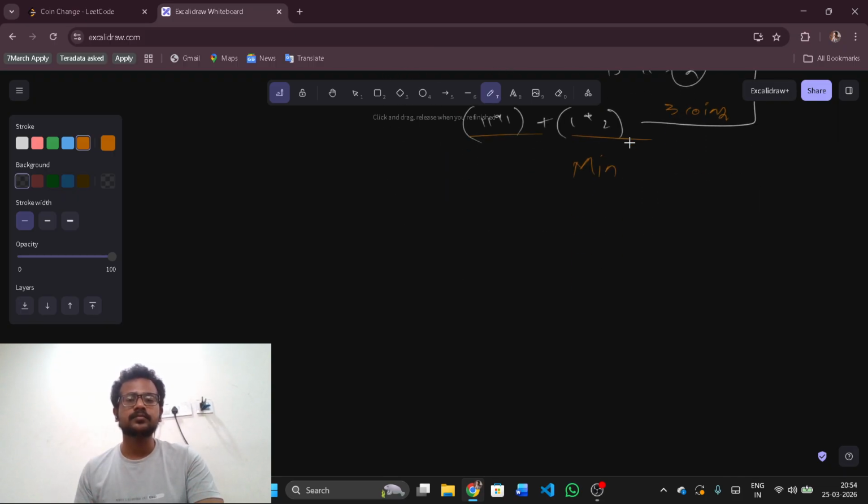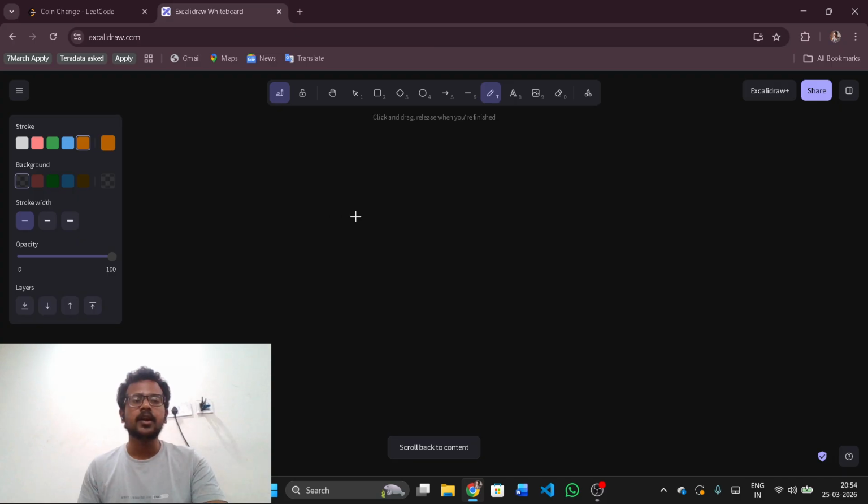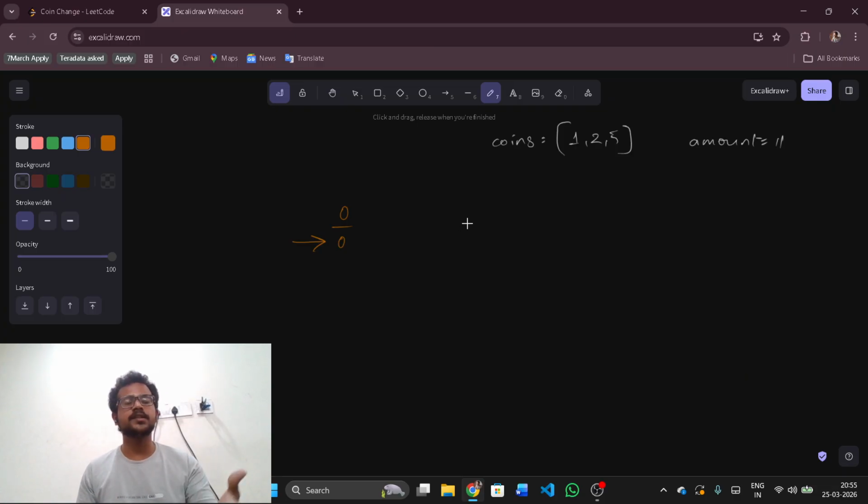Let me tell you with the basic thing. To make 0, I need 0 coins. Now let's take the same example which was given to us first. Let us take coins 1, 2, and 5, and the amount which we need at max is 11. So to make amount 0, I need just 0 coins. If I don't have any coins, I just need 0 coins to make 0, right? What if I have to make 1? What if I have to make 2? What if I have to make 3? What if I have to make 4, 5, 6, 7, 8, 9, 10, and then 11?